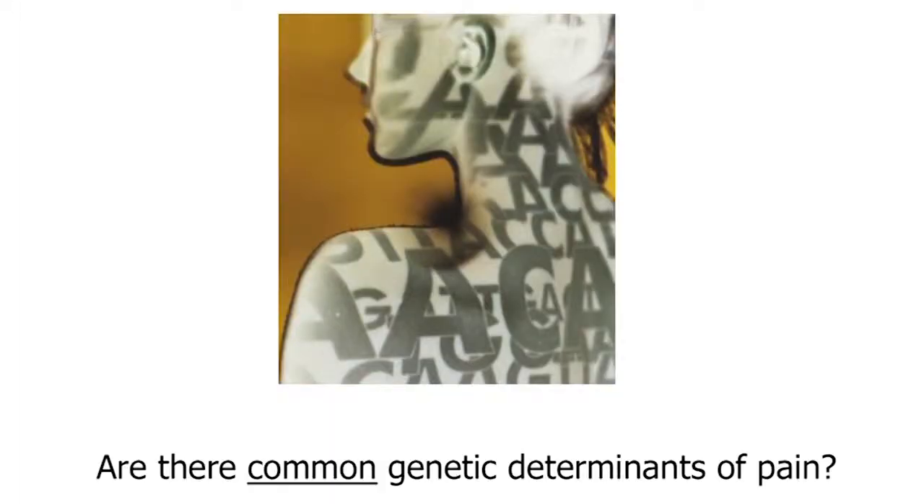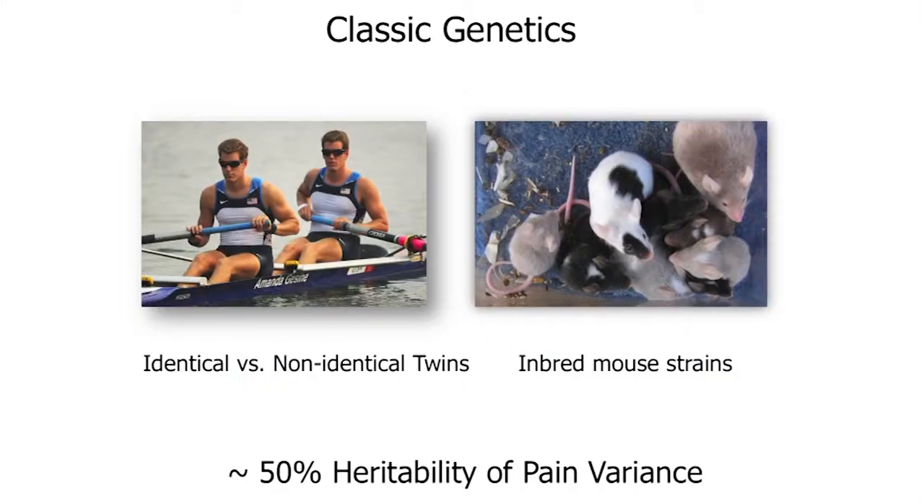So the question then is, are there genetic contributions that result in the variation in pain sensitivity that you or I may experience? In other words, are there common genetic polymorphisms or determinants of pain? And the way we can address that is to use a classic genetic approach, which is to see whether identical twins have a more similar pain sensitivity to non-identical twins. And we can do this in human twins as well as in inbred mouse strains.